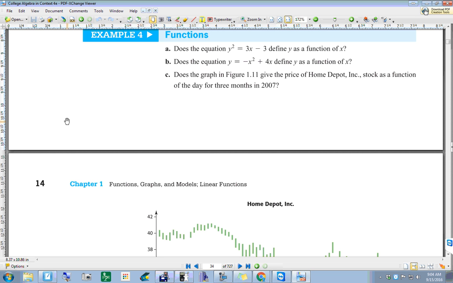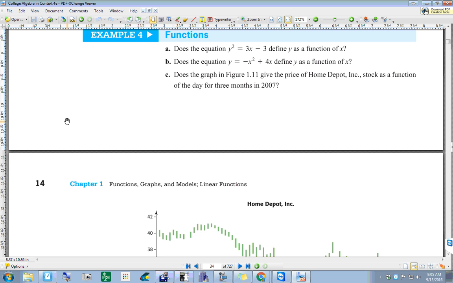If we were to simplify that one, we would end up having to say y is equal to plus or minus the square root of 3x minus 3. Okay? I would have to do that so that I would be able to see what's going on here. So, if I were to put in the same value for x, one would come out as a positive, one would come out as a negative. Not a function. What about B? Is that a function? Yeah. Another way of looking at it is if you can put it into the graphing calculator as a y equals, you've almost always got a function.